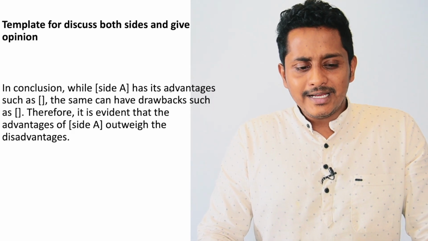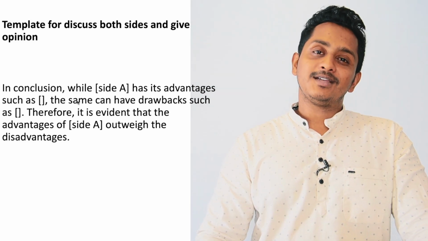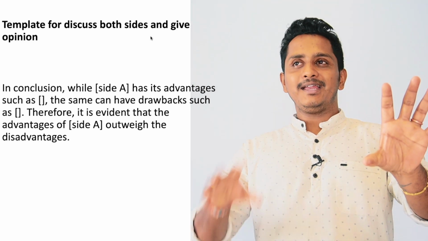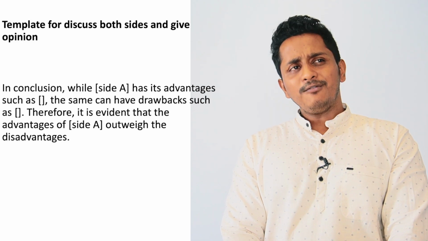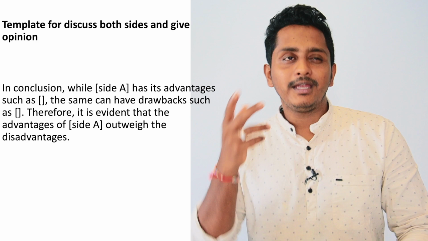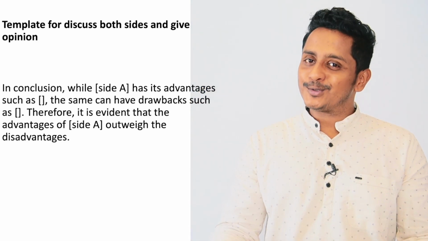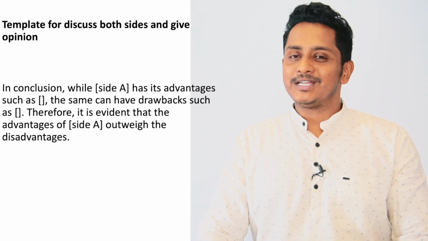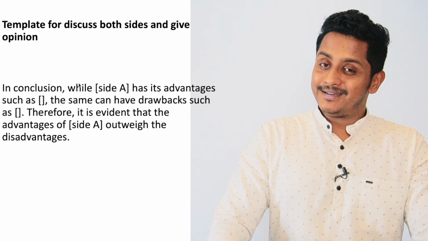In conclusion, while side A has its advantages such as so and so, the same can have drawbacks such as so and so. Nakul, this is not advantage and drawback, but side A and side B, uniform should be mandatory. Discuss both the sides. If uniform is made mandatory, it will have these advantages. If you don't make it mandatory, it will have this problem. So overall, in conclusion, you talk about benefits and drawbacks only. A similar template as advantage outweigh disadvantage or advantage and disadvantages can be made use of here as well.